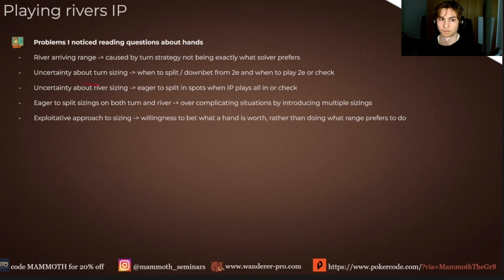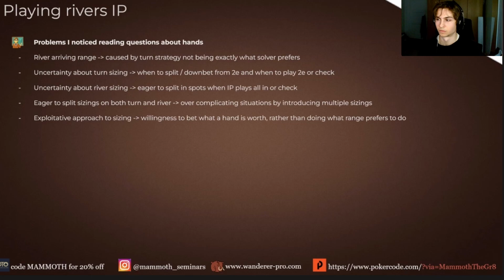Second point is turn sizing, but again, this is the same. So when to split down bet from 2E, down betting. There's also upsizing from 2E, sometimes occurring. Oftentimes on equity shifting turns that favor your opponent massively, you want to bet smaller than 2E.